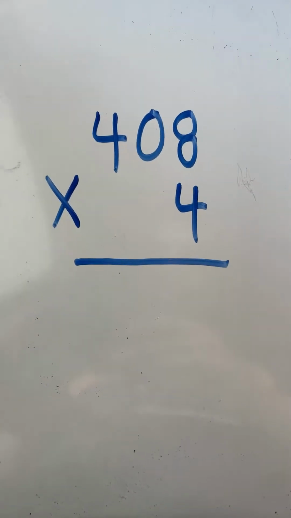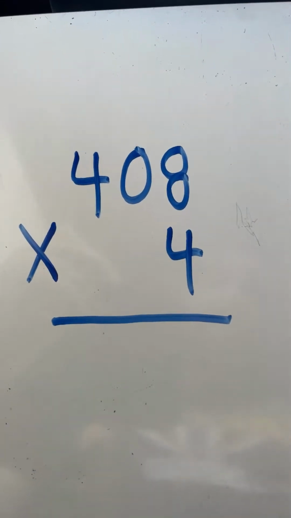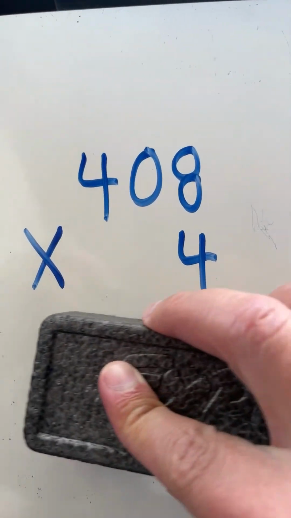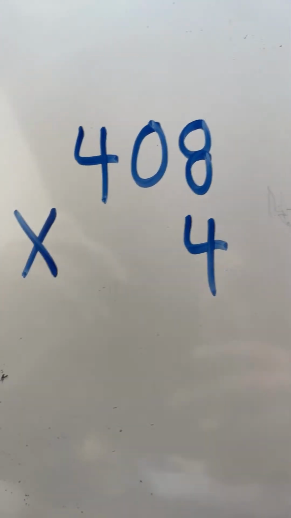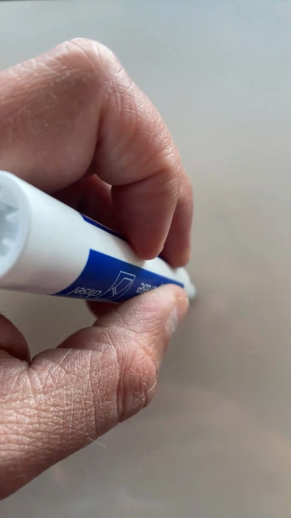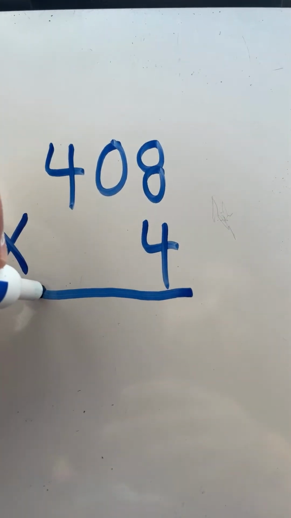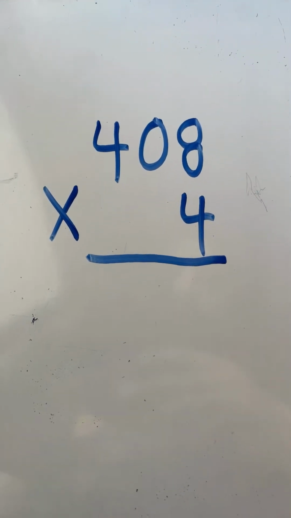All right, next example problem here. Let me make the equal sign a little bit closer to the number here. 408 times 4.